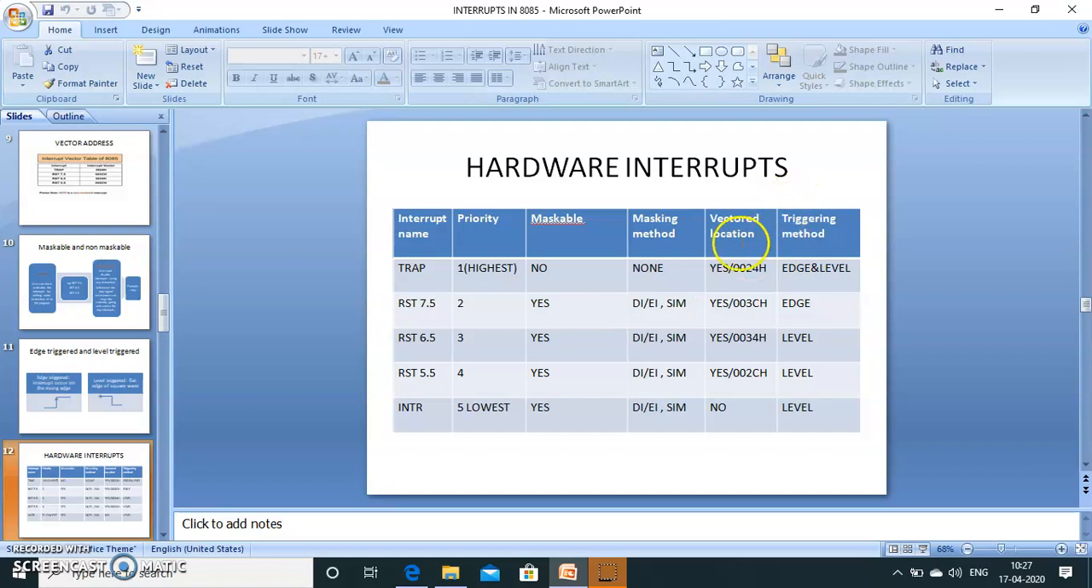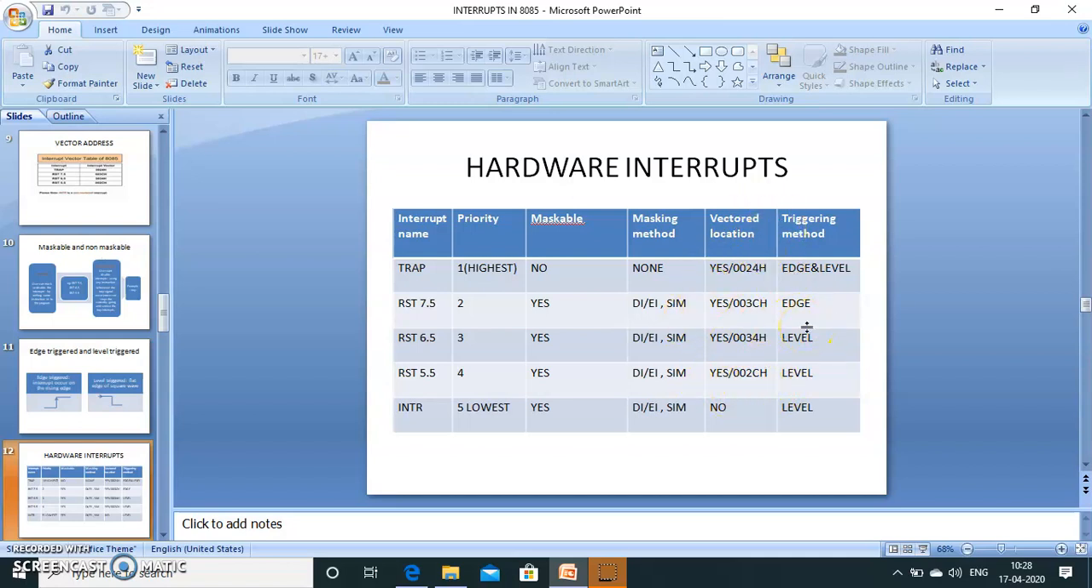And all interrupts have their own vector address. That is, TRAP has a vector address of 0024, RST 7.5 is 003C, RST 6.5 is 0034, and RST 5.5 is 002C. Except INTR, all others have their own vector location, so they are called vectored interrupts.